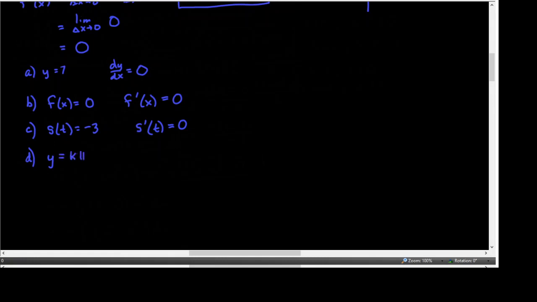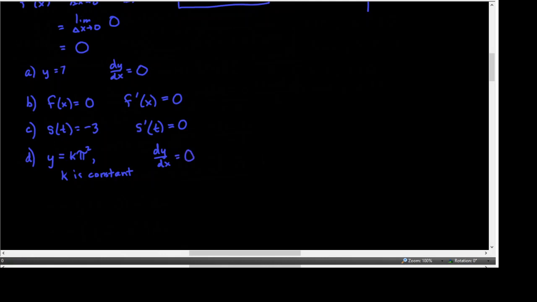Okay, so y equals k pi squared, where k is a constant. What's its derivative? Well, since pi is a constant and k is a constant, the product of k and pi squared is a constant. And so the derivative of the constant will be 0.